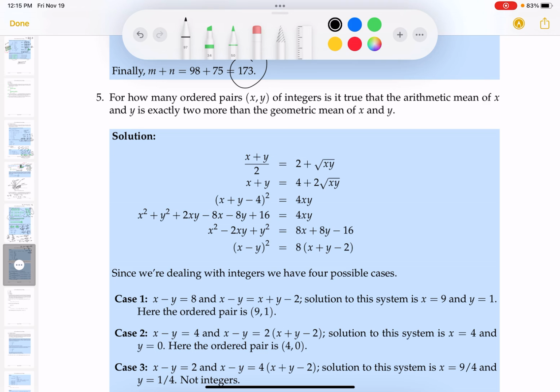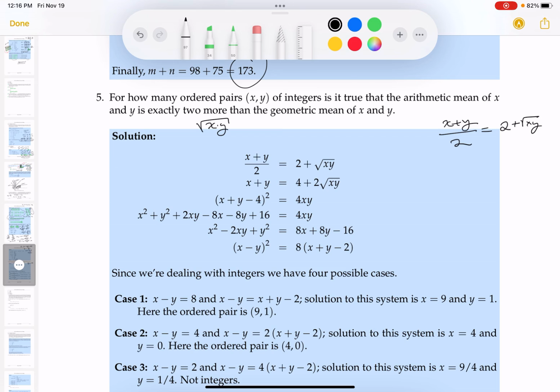So it says, for how many ordered pairs x, y of integers is it true that the arithmetic mean of x and y, which is x plus y over 2, is exactly 2 more than the geometric mean? Well, the geometric mean between x and y is the root of x times y. So it's going to be plus the root of xy. All right, a little tough question, isn't it?